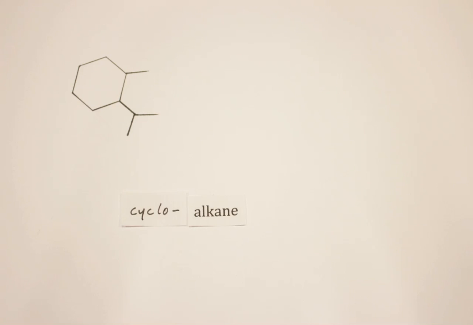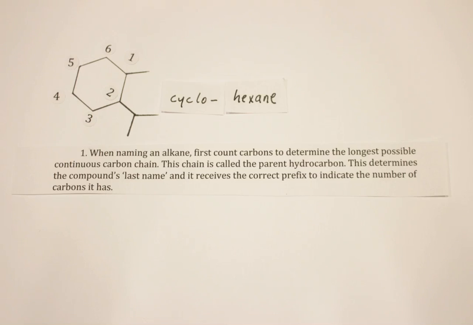When a hydrocarbon chain is cyclic, we call this a cycloalkane. Here's an example right here. Cycloalkanes follow the same basic naming protocol as other alkanes. If the cyclic part of the molecule is the parent hydrocarbon chain, then the prefix cyclo goes in front of the last name indicating the number of carbons.